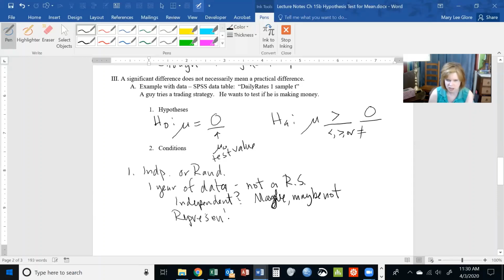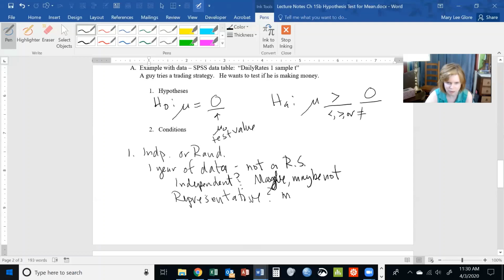So is the year of data representative of all years? Maybe. That's a maybe too, because what if we just had a really good year in general? That may not be representative of different types of trends in the market. So maybe not here either. So we're kind of questionable about whether it meets the independence and randomization condition. All right, so what about the size condition?